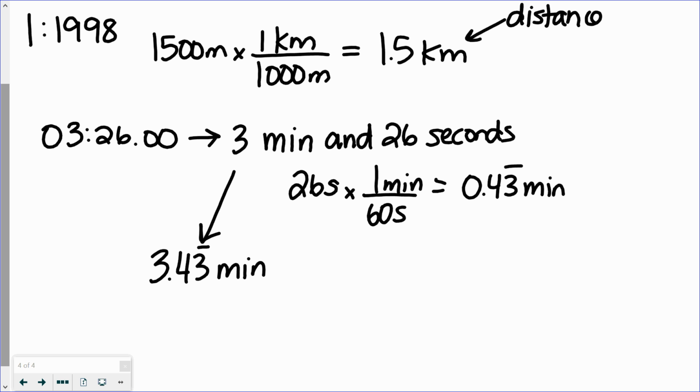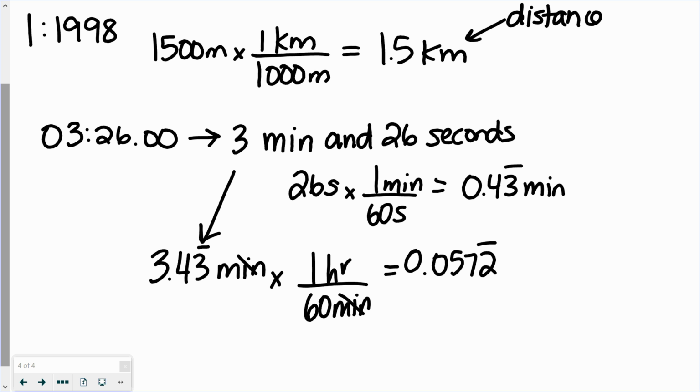But again, it was saying in kilometers per hour. So now we can convert it into hours. We also could have converted 3 minutes into seconds and then converted from seconds to hours. Again, there's usually more than one approach to get to it. So we know that there are 60 minutes in 1 hour. So again, your units of minutes are canceling out. And so 3.43 minutes is actually equal to 0.0572 repeating hours.